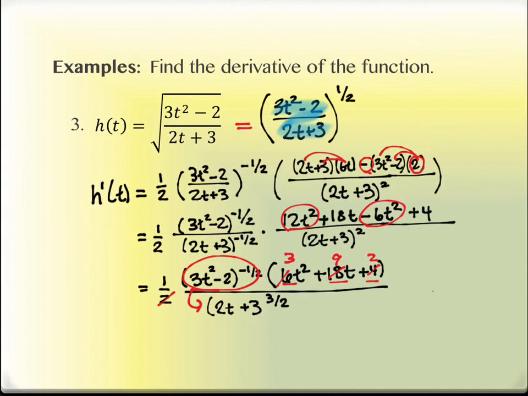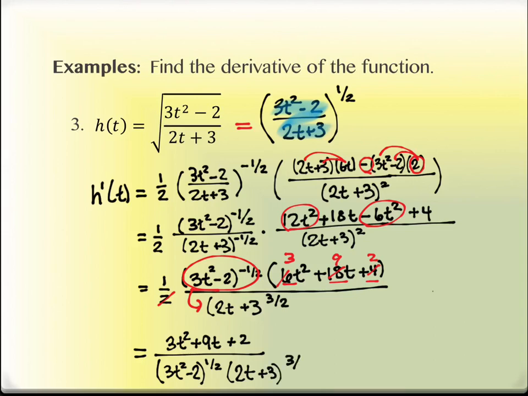So now I have, this is our last step, 3t squared plus 9t plus 2 over, and it doesn't matter the order I write these in, I'll just write the power of negative 1/2, the one that's moving down, as positive 1/2 first. So 3t squared minus 2 to the 1/2 times 2t plus 3 to the 3/2.